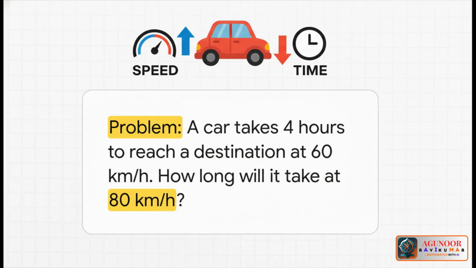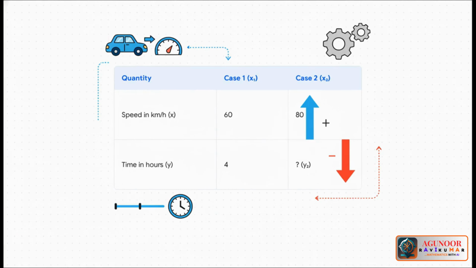Let's look at a classic example you'll definitely see, speed and time. Think about it. If you drive faster, what happens to the time it takes to get somewhere? It's got to go down, right? That's the seesaw in action. And what's our first step? You guessed it, we organize everything in a neat little table. We've got our speed and time for case 1, and we want to find the new time for case 2 when we've sped up to 80 kilometers per hour.